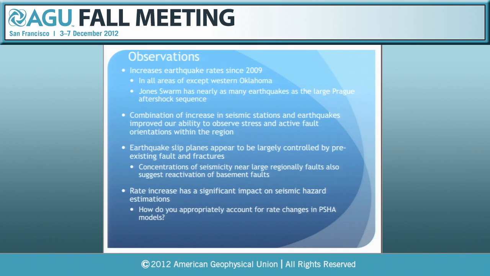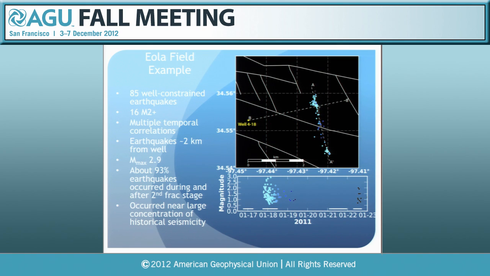Next slide. So general observations: the increase in Oklahoma earthquakes has been dramatic. Adding in the transportable array has dramatically improved our data products during this time frame, and the earthquake slip planes appear to be controlled by large pre-existing faults. Next slide. So I'm going to jump real quickly and hopefully get through all this. There is an example where we saw 85 earthquakes that were fairly well constrained.